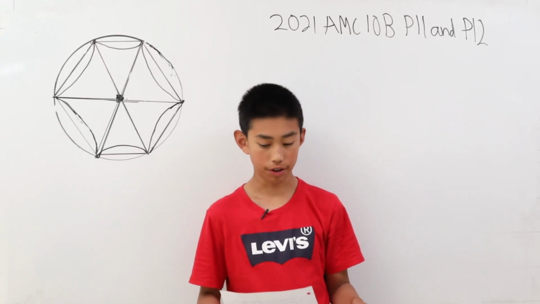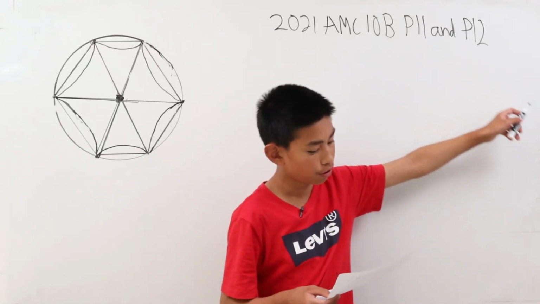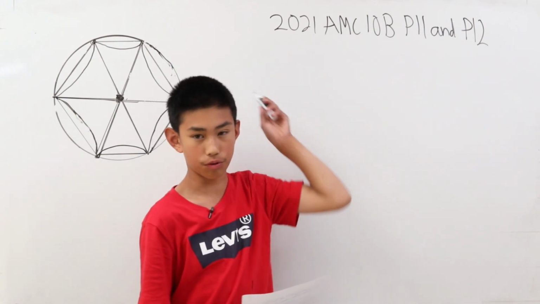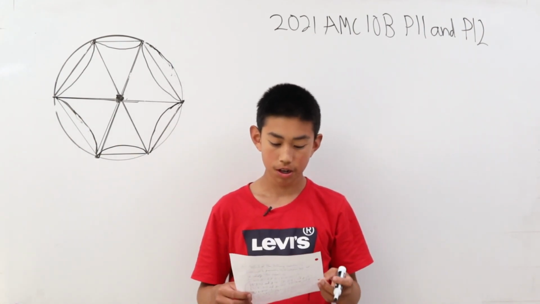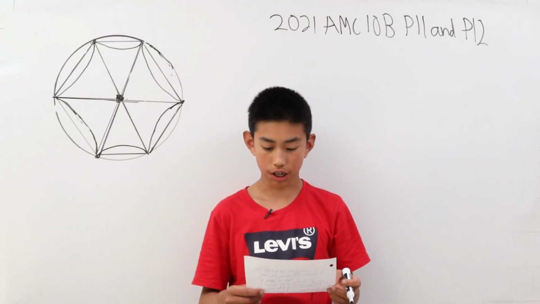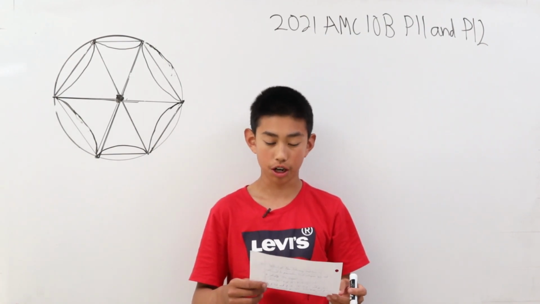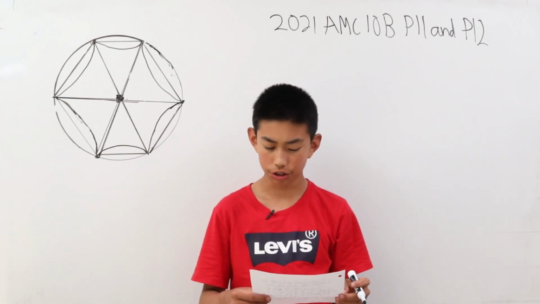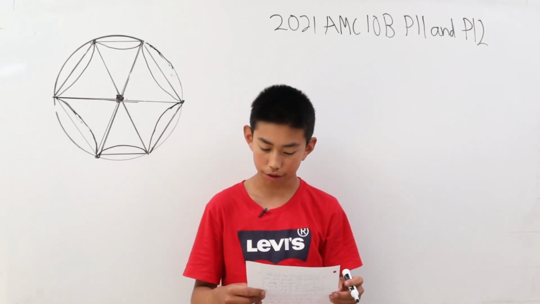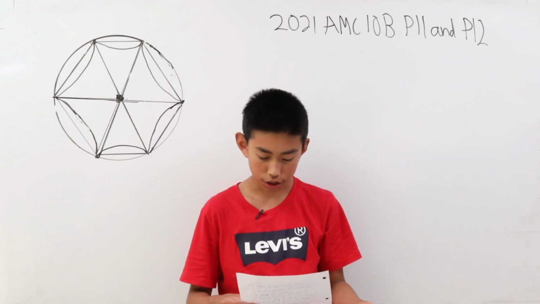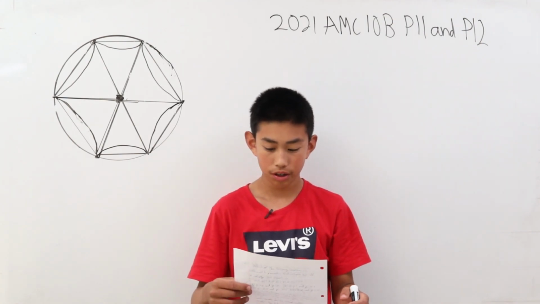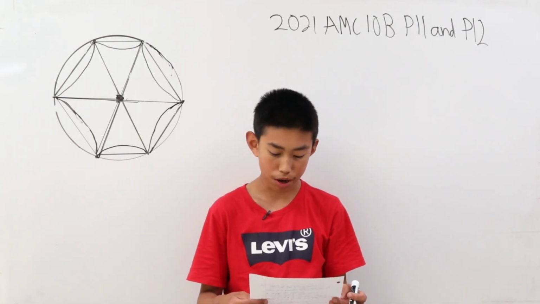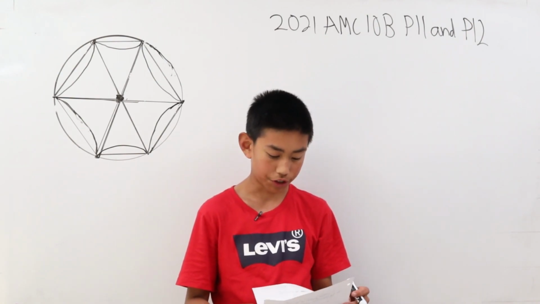Today, we're solving problems 11 and 12 from the Fall AMC 10B of 2021. A regular hexagon of side length 1 is inscribed in a circle. Each minor arc of the circle, determined by a side of the hexagon, is reflected over that side. What is the area of the region bounded by these 6 reflected arcs?